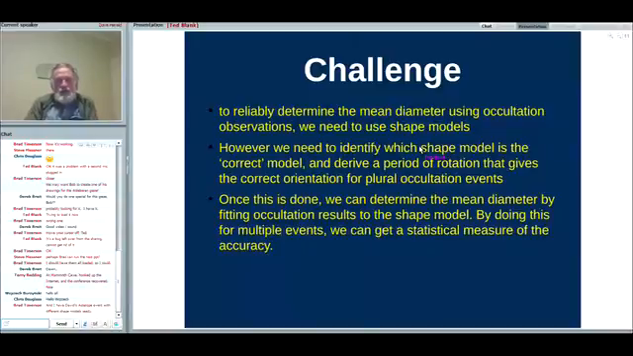We can't reliably use this process if we only have one occultation result, because, as we'll see a bit later on, there's some other issues in there. But if we can match our occultation results under these circumstances, we can determine the mean diameter by just fitting our occultation results to the shape model. And if we do this for multiple events, we finish up with a statistical measurement from the multiple events. Next slide.